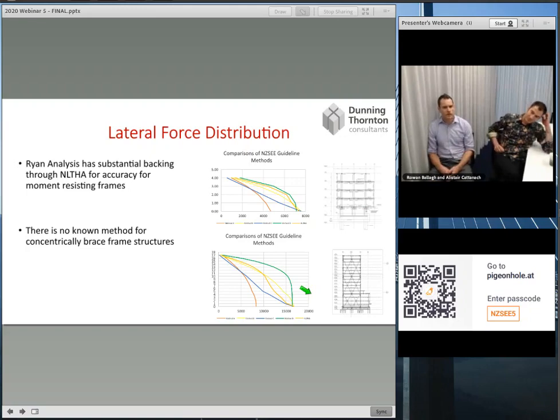Unfortunately, there's no equivalent method for concentrically braced frame structures due to their quite different dynamic properties, especially once you base isolate them. The mode participation factors are quite different. And as you can see from the chart, the Ryan analysis in the green consistently, dramatically overpredicts what you get from the time history in the orange. This leaves designers with the unenviable choice of either using a very conservative method or relying heavily on time history, which can really tie your head in knots and be quite a process to justify.